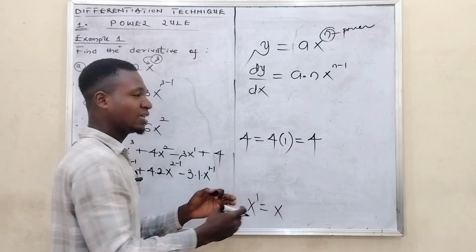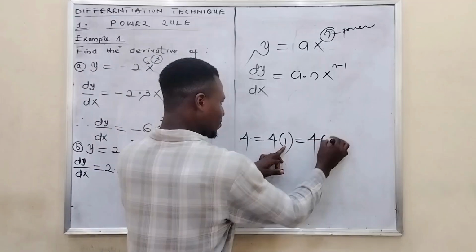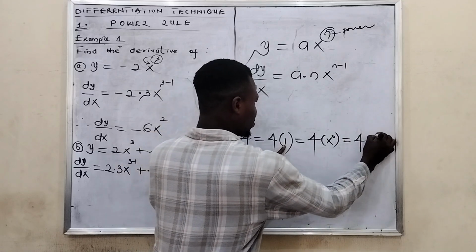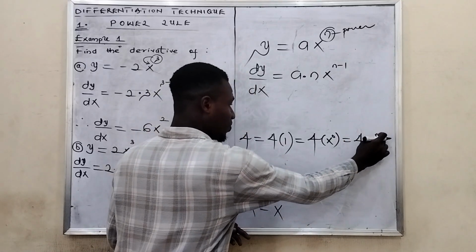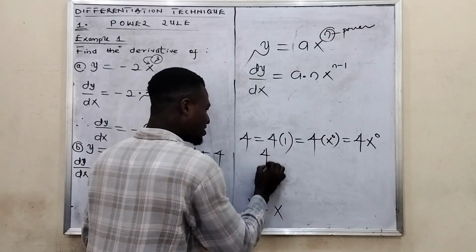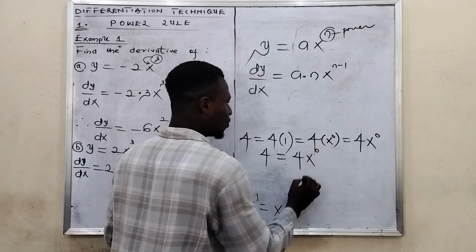Since we are working in terms of the variable x here, we can express 4 algebraically in terms of x. So we can rewrite this as 4x raised to the power of 0, because x raised to the power of 0 is 1, and 1 times 4 is 4. So this implies that 4 is the same thing as 4x raised to the power of 0.